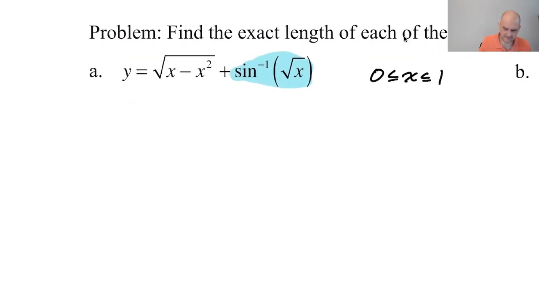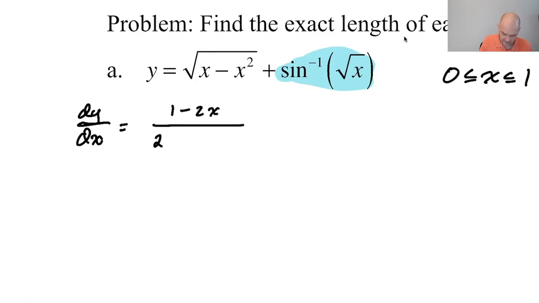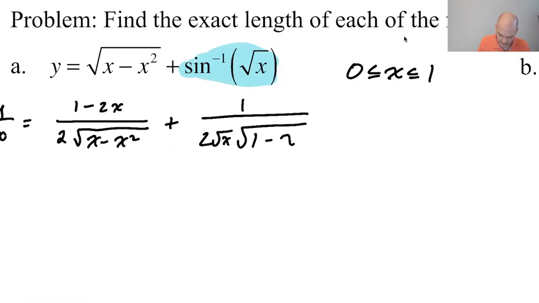All right, so now I gotta find dy/dx. And then something better happen because this is not looking great. So dy/dx is gonna be (1 minus 2x) over 2 square root of (x minus x squared). So chain rule. And then this, okay. The derivative of arc sine is 1 over the square root of 1 minus u squared times the derivative of u. So this is going to be 1 over 2 root x root 1 minus x.